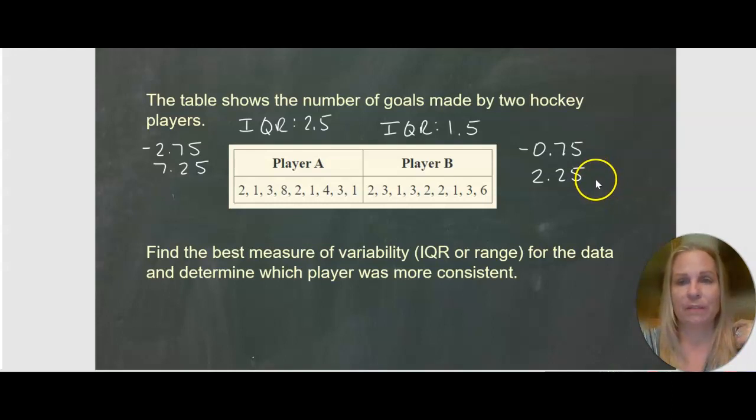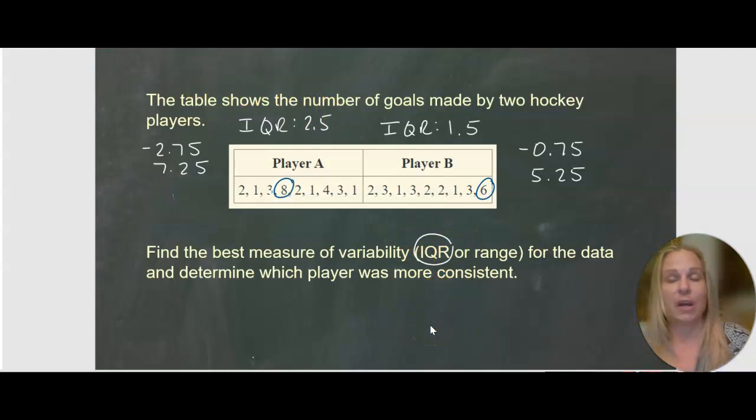And what I found here is, hold on, correction to make. So I want to look for any numbers that are outside of these limits, right? My lower limit and my upper limit. And for player A, we do have a number that's larger than 7.25. It's right here. And then for player B, we have a number that's larger than 5.25, right? So both data sets contain outliers. And what that means is that for the measure of variability, we want to use the IQR.